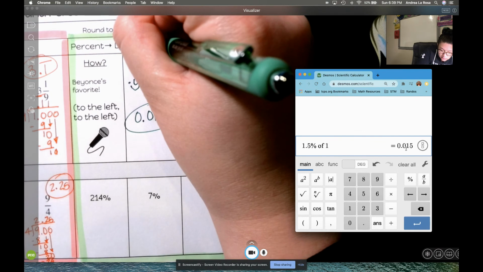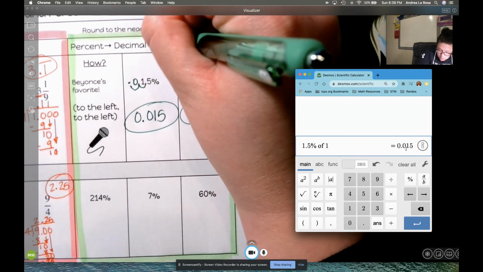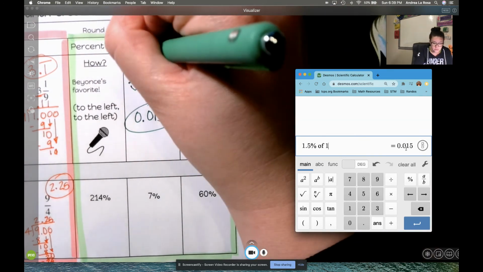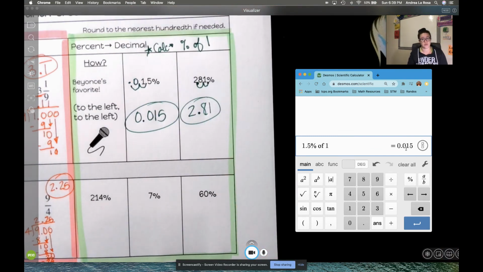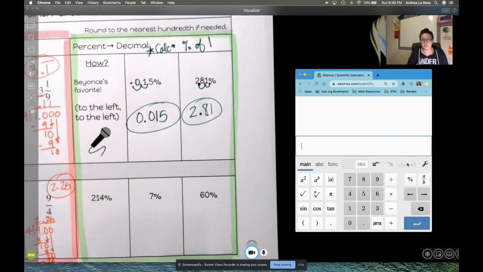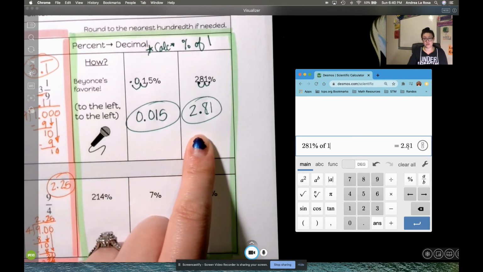So in the calculator, let's make a note. You would do the percent, then you type of 1. Very important. If you're doing that in the calculator, you need to know what to put it out of. The whole is 1. So the next one, 281%. Again, my whole, when I'm looking about percents and decimals, my whole is 1. So I do 281% of 1, and we get that decimal, 2.81.